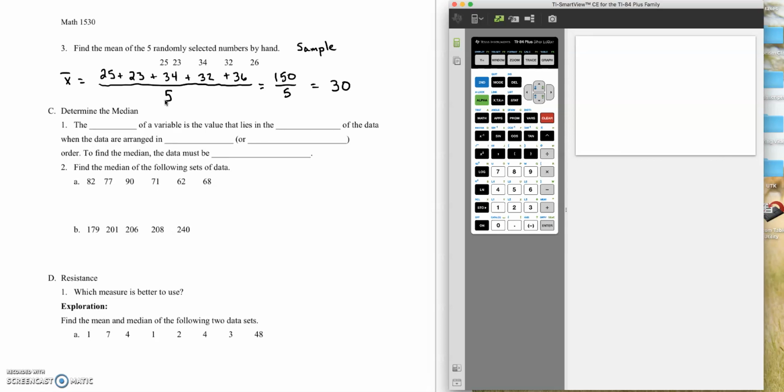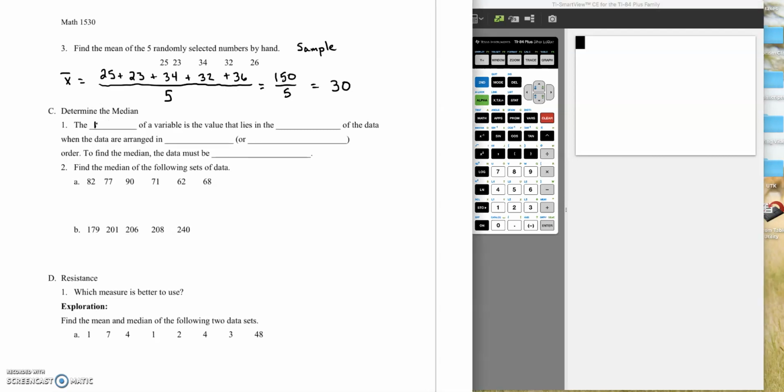We're talking about measures of central tendency, and in the last video we discussed the mean. In this video we're going to discuss the median. So the median of a variable is a value that lies in the middle of the data.